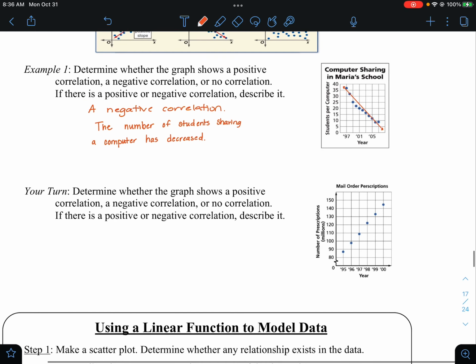All right, so pause the video, take a second, try the your turn. It's along the same type of line, except to know what they're talking about, you're going to have to read the heading, just like we did here. See, look, what does the x and y axes each represent? Okay, so take a moment and do that.